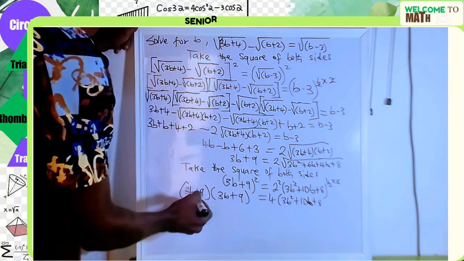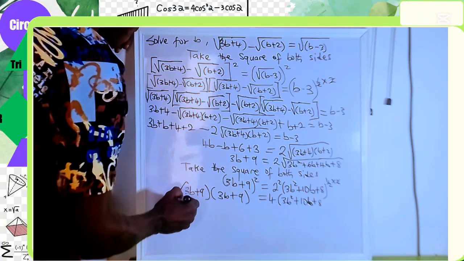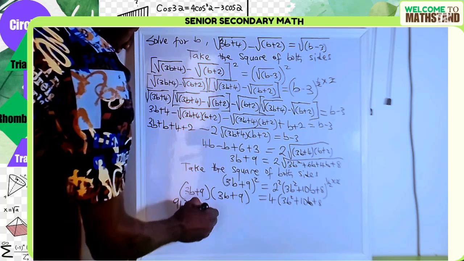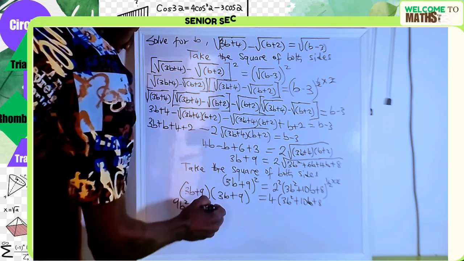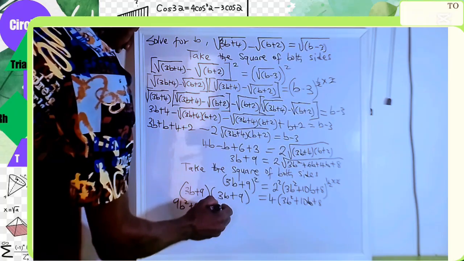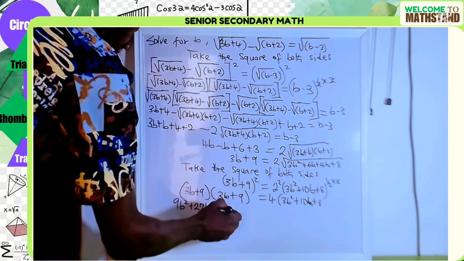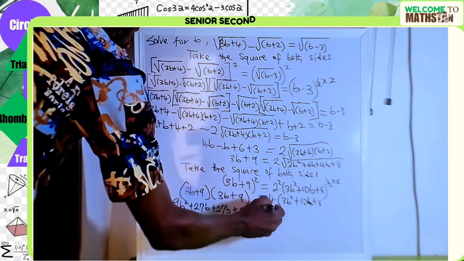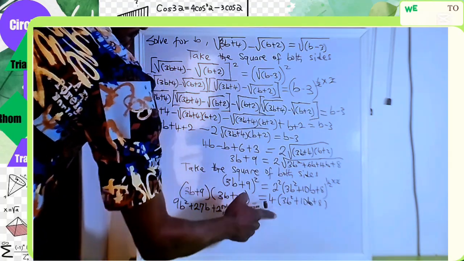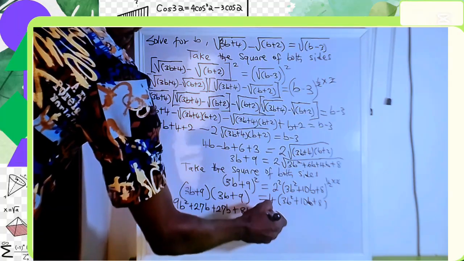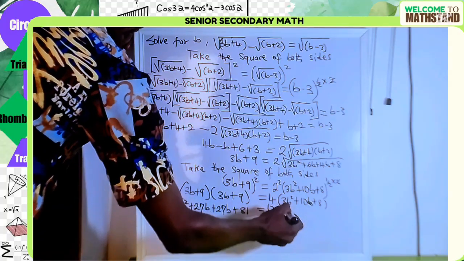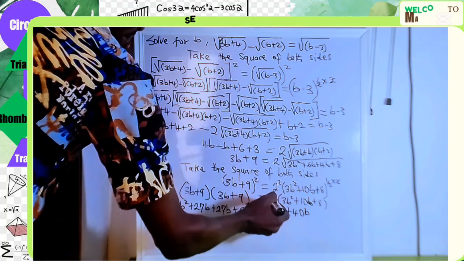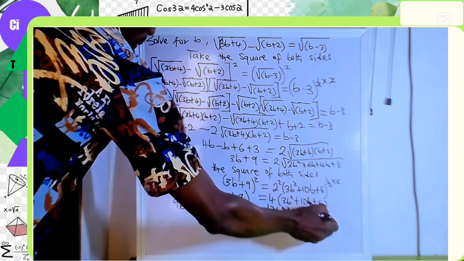So at this point, 3b times 3b, we have 9b squared. 3b times 9, we have 27b. Here we still have 9 times 3b, we have 27b. And lastly, 9 times 9, we have 81. So we have 4, open bracket, let's open this bracket. 4 times 3 is 12b squared. 4 times 10, that is 40b. And lastly 4 times 8, that is 32.